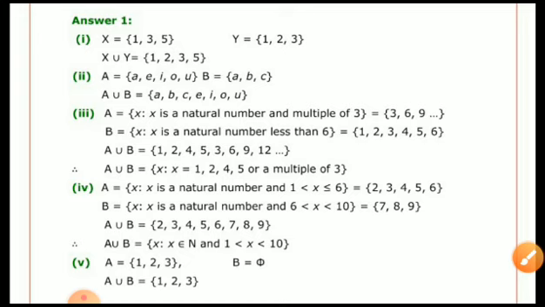Next, A contains 1, 2, 3 and B is the empty set, meaning no element. So what is A union B? All elements of A and all the elements of B. But here B does not contain any element. That means A union B will be your set A itself.